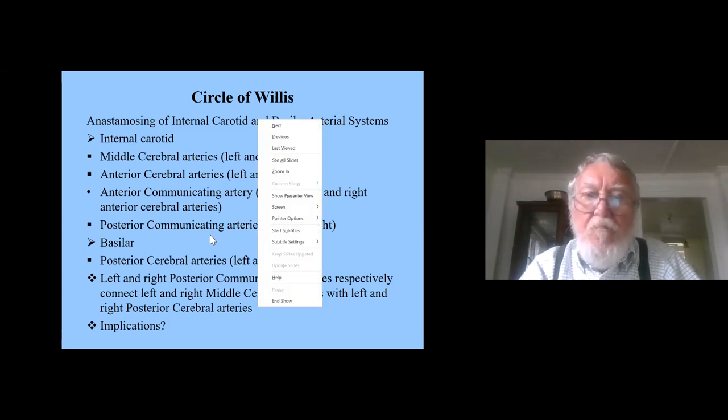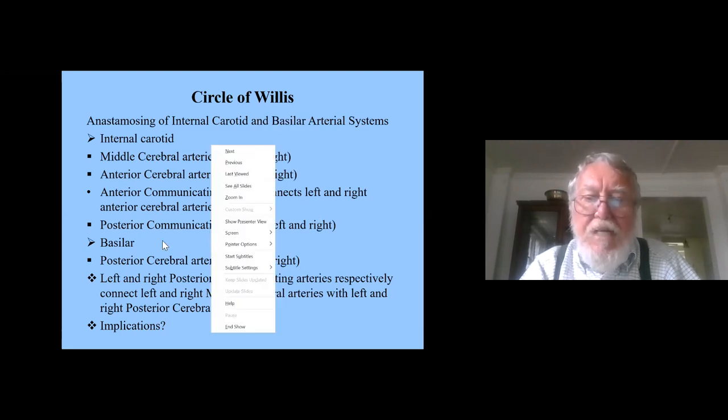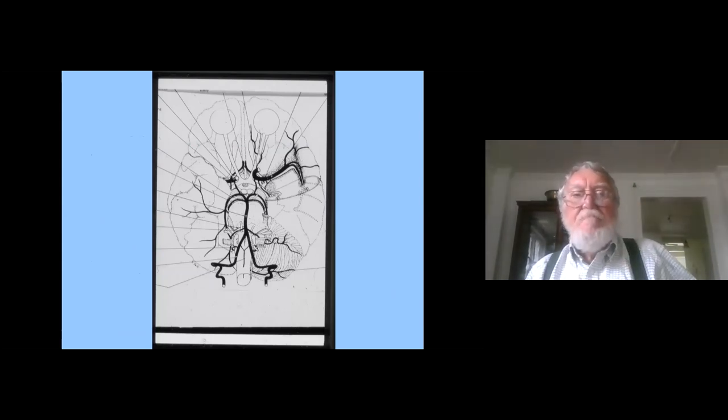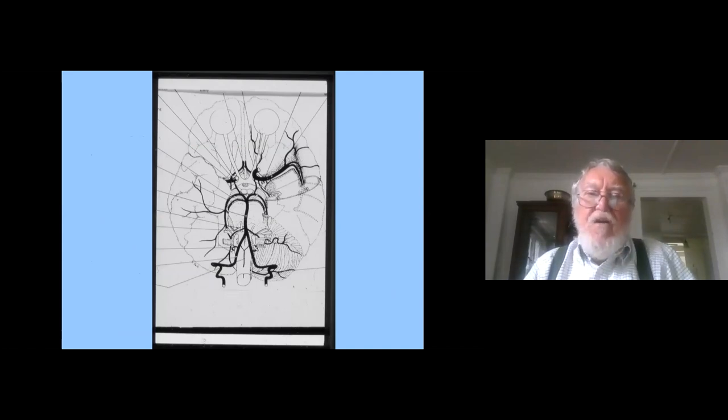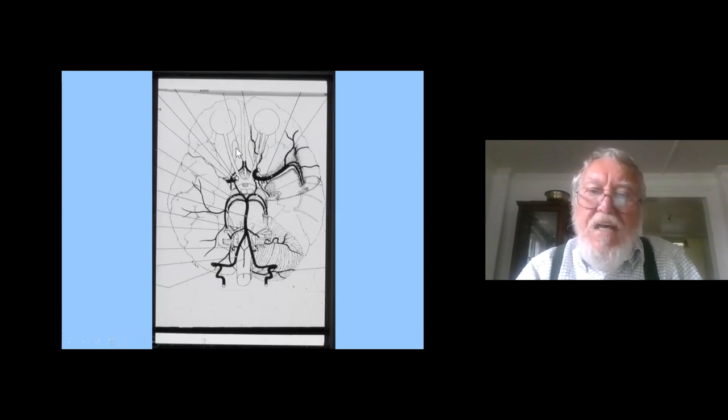So, okay. So here is a diagram of the circle of Willis. We're looking at the inferior surface of the brain. You already can identify, on here, the olfactory nerve. You can see the optic nerve, the optic chiasm, the optic tract. You can see the pituitary. You can see the mammillary bodies. You can see the cerebral peduncle, you can see the middle cerebellar peduncle, and you can see the pyramids.